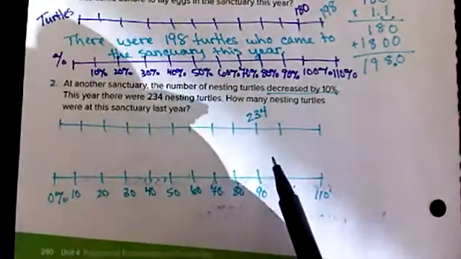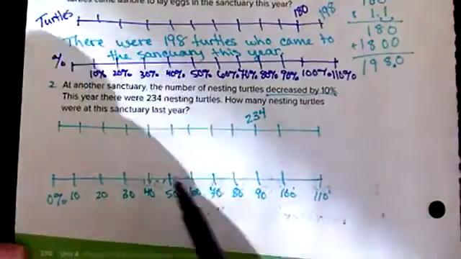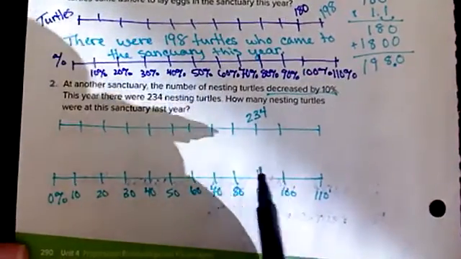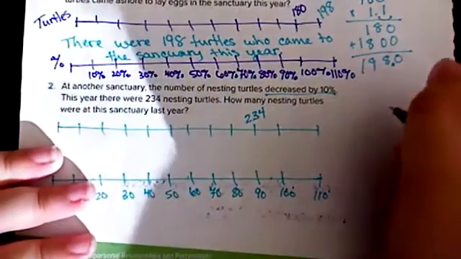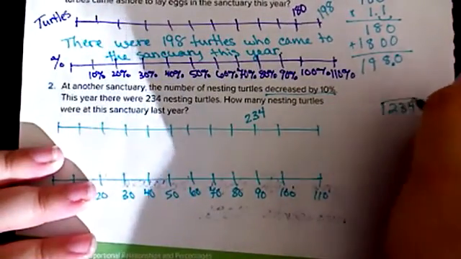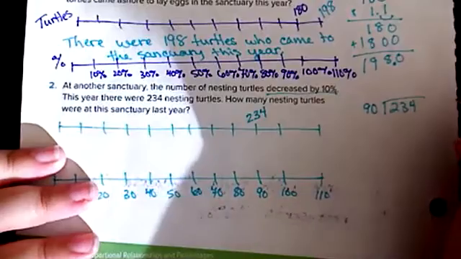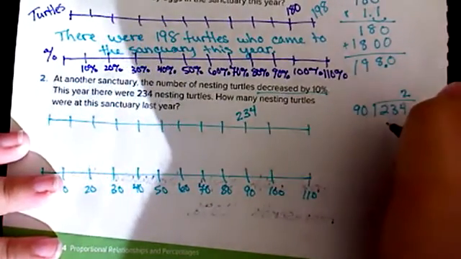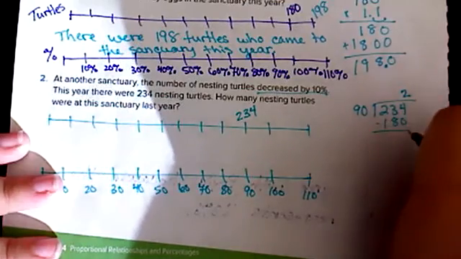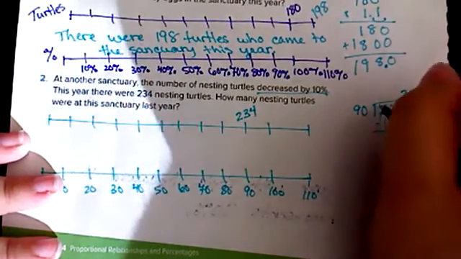So let's figure out how many turtles are representative of each line. So we can actually divide 234 by the 9, or by 90%. So 234 divided by 90. 90 goes into 200 twice. And that gives us 180. We can subtract. That would be 4.